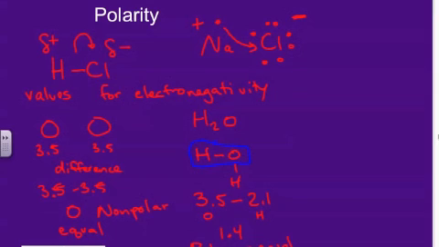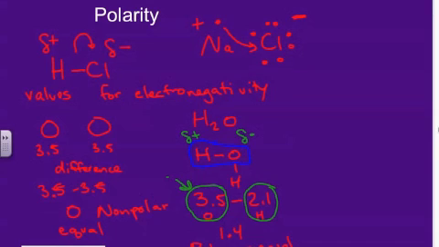So again, I look back to this electronegativity. Well, 3.5 is bigger than 2.1. So that means the electrons hang out with oxygen more often. Electrons are negative, so oxygen will have a partial negative charge. Since the electrons hang out more often with oxygen, they hang out less often with hydrogen. Hydrogen will have a partial positive charge.